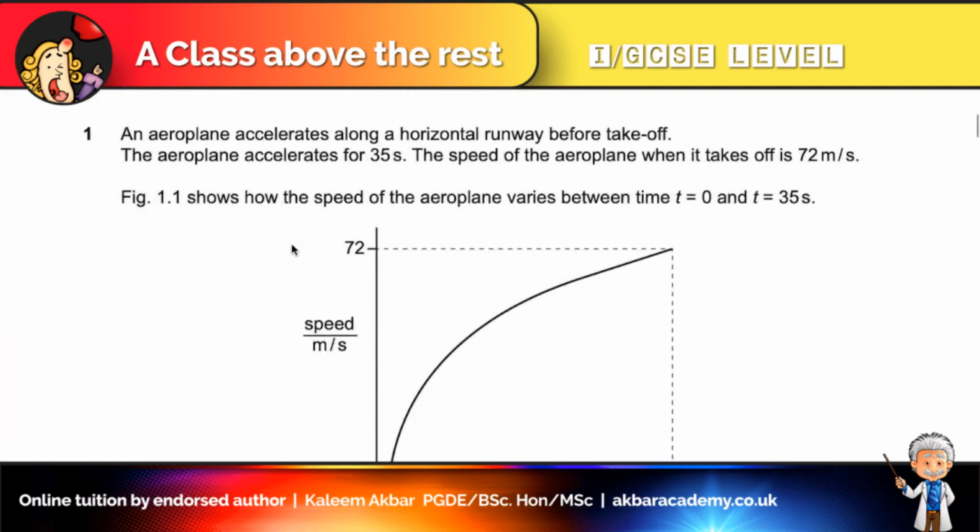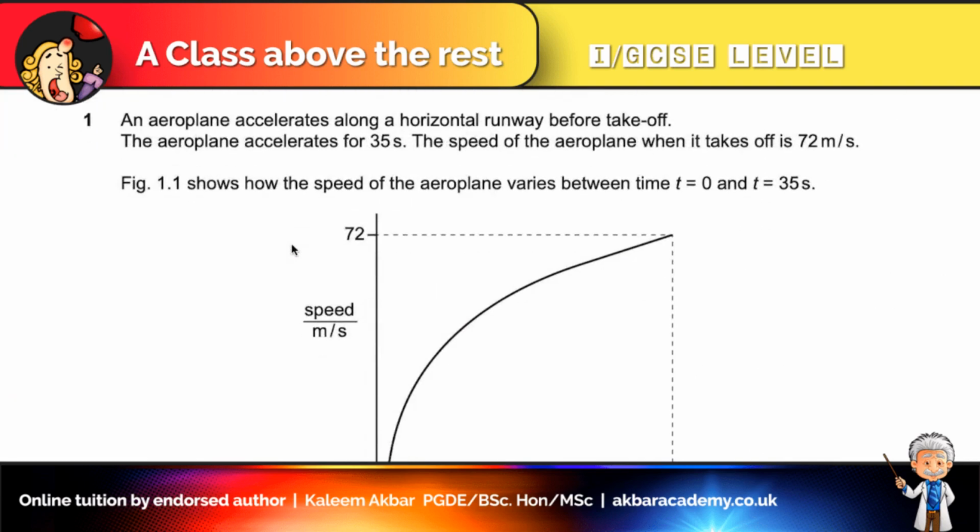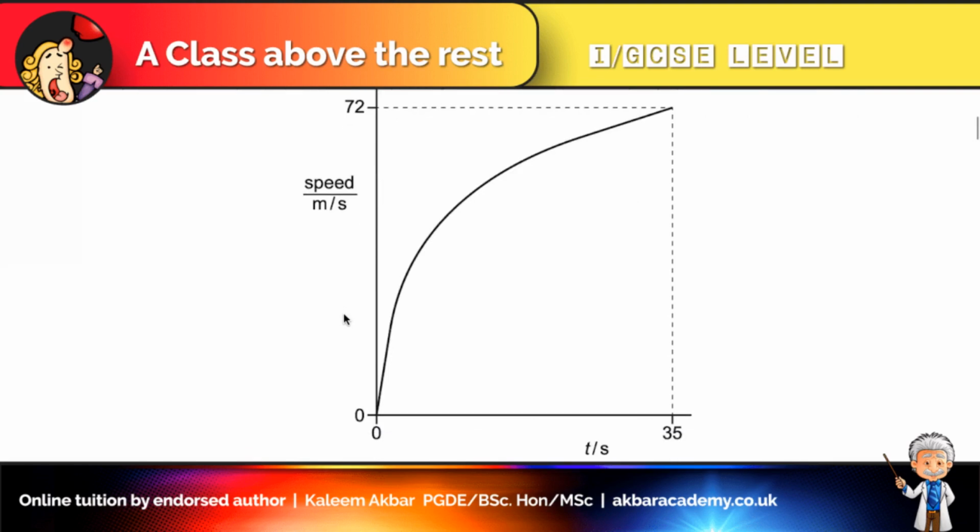So an aeroplane accelerates along a horizontal runway before takeoff. The aeroplane accelerates for 35 seconds. The speed of the aeroplane when it takes off is 72 meters per second. Figure 1.1 shows how the speed of the aeroplane varies between time t equals 0 and time t equals 35. In other words, this graph represents that journey.